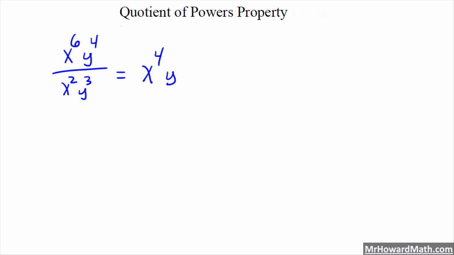So let's do another quick made-up example here. Let's just basically switch this around. So x squared y cubed, if we started with that on top and we had our x to the 6th, y to the 4th on the bottom. So let's just switch that around. Another problem. So we're going to apply this.